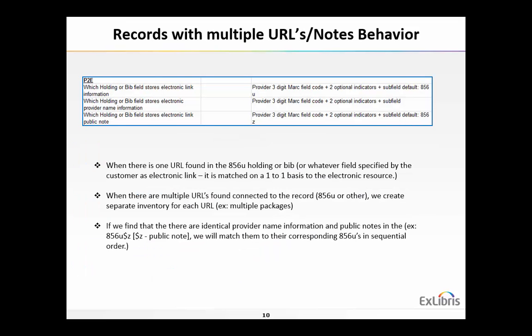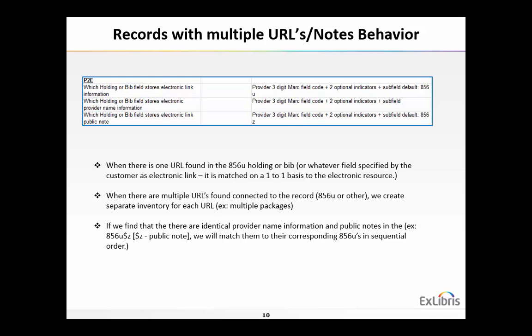The Alma migration process handles multiple URLs or multiple notes attached to a single record by using a system and business logic that attempts to retain the highest level of data integrity from the originating ILS. Whenever there is only one URL found in the 856 subfield U of the migrated holding or bib, assuming that subfield U being the standard value that corresponds to the access method and URL scheme, it will be matched on a one-to-one basis to the electronic resource.